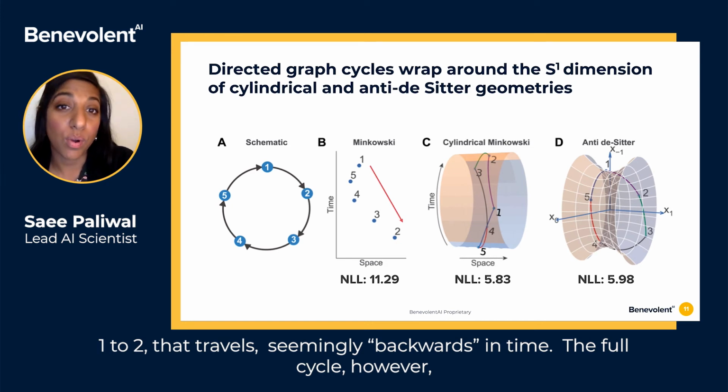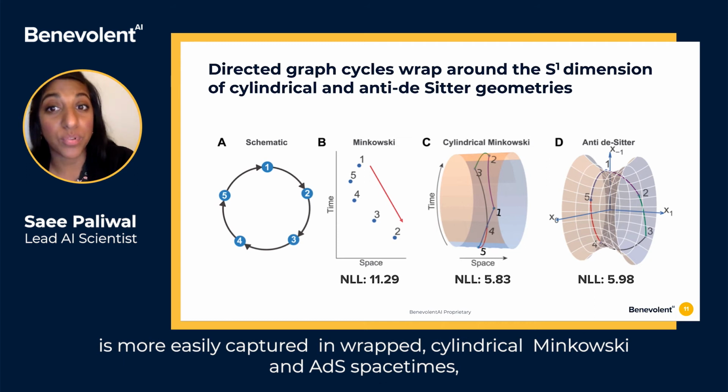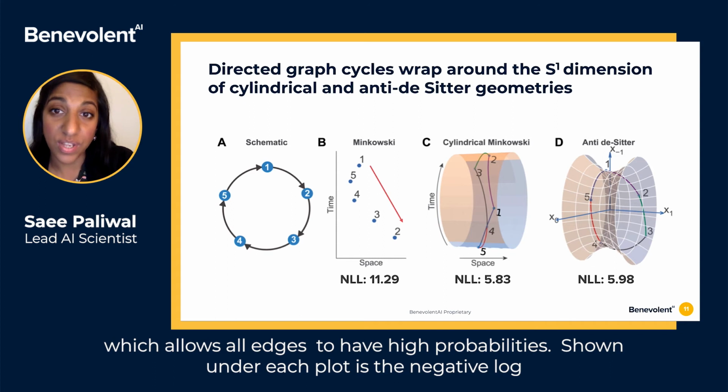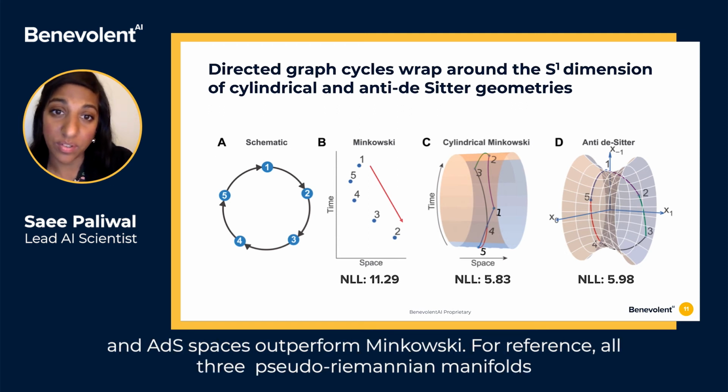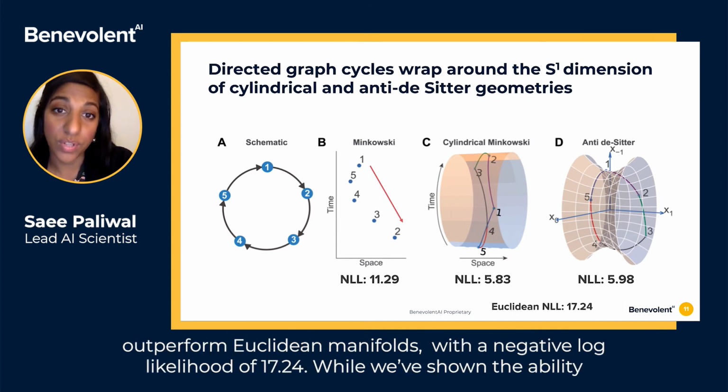The full cycle, however, is more easily captured in wrapped cylindrical Minkowski and anti-de Sitter spacetimes, which allow all edges to have high probabilities. Shown under each plot is the negative log likelihood of the model, which again shows us that cylindrical Minkowski and AdS spaces outperform Minkowski. For reference, all three Pseudo-Riemannian manifolds outperform Euclidean manifolds with a negative log likelihood of 17.24.